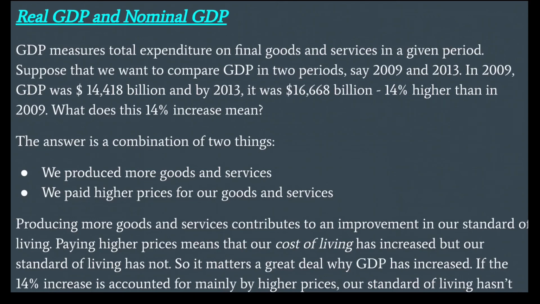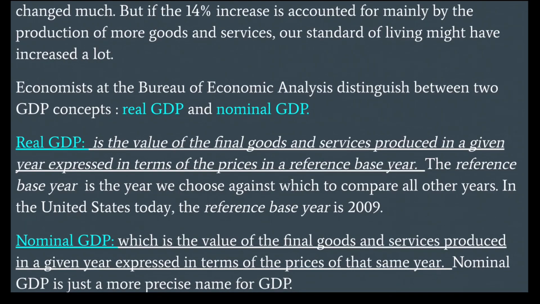What does this 14% increase mean? The answer is a combination of two things. We produced more goods and services, or we paid higher prices for our goods and services. Producing more goods and services contributes to an improvement in our standard of living. Paying higher prices means that our cost of living has increased but our standard of living has not. So it matters a great deal why GDP has increased. If the 14% increase is accounted for mainly by higher prices, our standard of living hasn't changed much. But if the 14% increase is accounted for mainly by the production of more goods and services, our standard of living might have increased a lot.